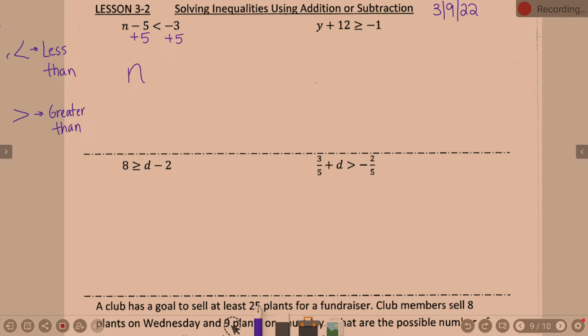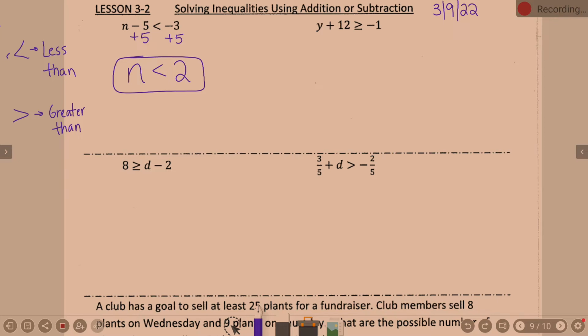Last chapter, we would have carried down an equal sign. This chapter, carry down whatever sign is given. So in this case, I'm carrying down a less than sign. I don't want to see equal signs, basically. And then, negative 3 plus 5 is 2. So, my answer is n less than 2.